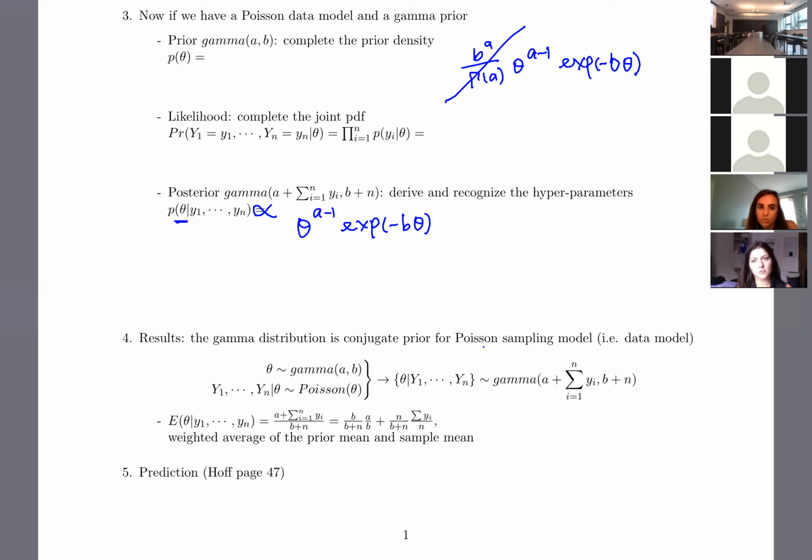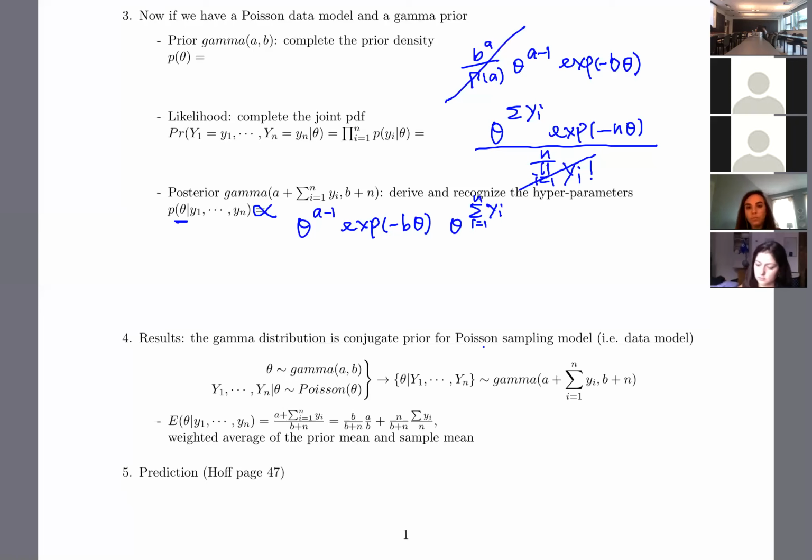And in the likelihood, the sum of the yi in the power, and then divided by something that we were saying is hard to further simplify. This, again, is about data, nothing about theta, so you can ignore that as well. So this gets you two pairs of things, right? One pair is about theta: theta raised to the power of a plus the sum of yi minus one, and in the exponent, it's the sum of n and b times theta, negative.